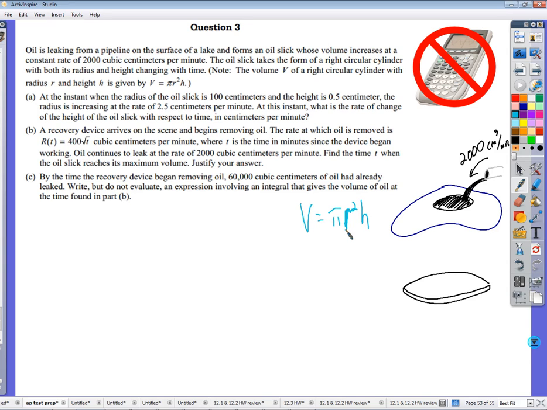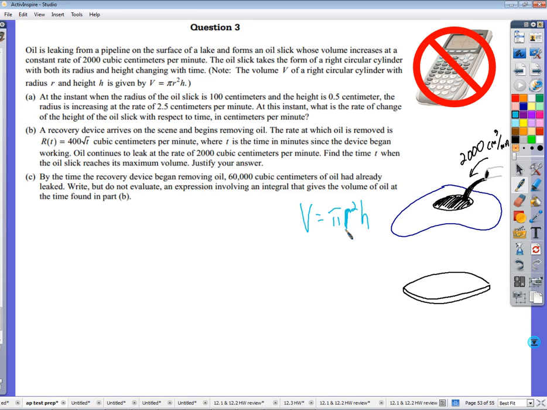At the instant when the radius of the oil slick is 100 centimeters and the height is 0.5 centimeters, the radius is increasing at a rate of 2.5 centimeters per minute. At this instant, what is the rate of change of the height of the oil slick with respect to time in centimeters per minute? Okay. So clearly we're relating radius, height, and volume. We're also relating the rates at which the volume, the height, and the radius are changing.